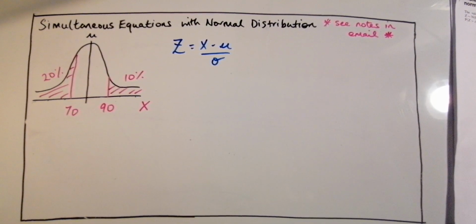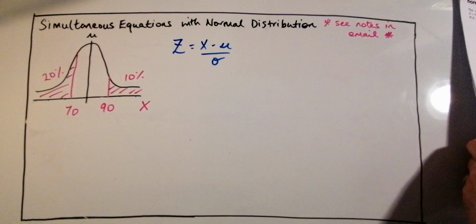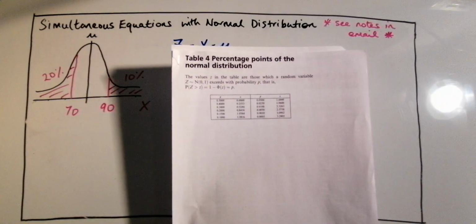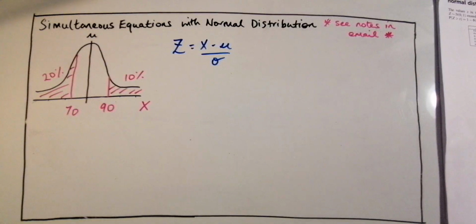Hey folks, this video is to help you with task A part 3, where you have to set up two equations and solve them simultaneously. Now I've sent you an email, and in that email you've got your question using simultaneous equations with normal distribution, and you've also got this table. It's your percentage points for normal distribution. So you need those two things now.